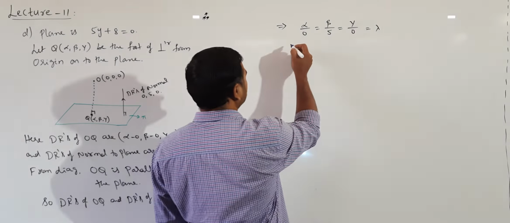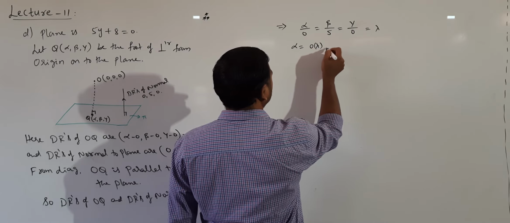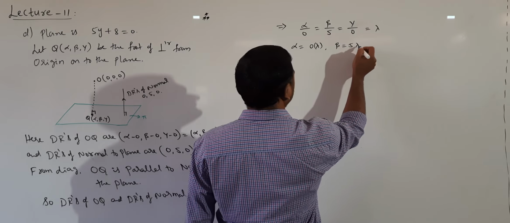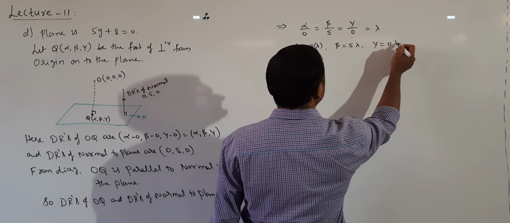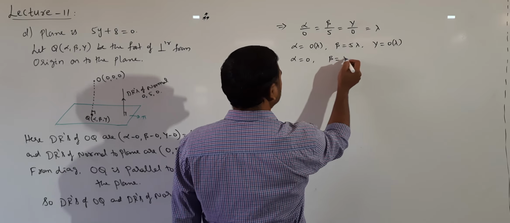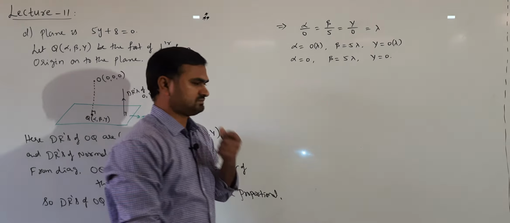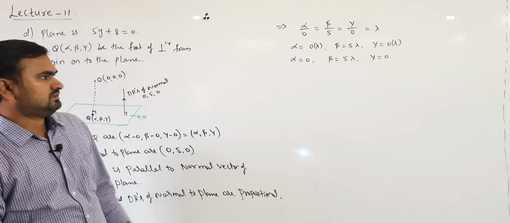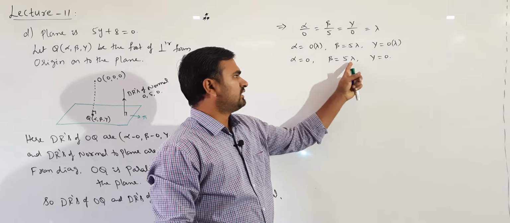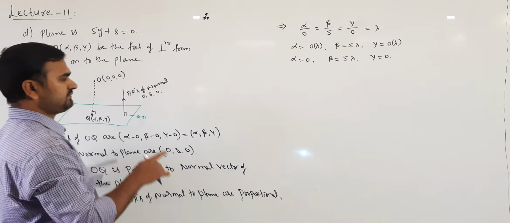So what will be alpha? 0 into lambda. Beta is 5 lambda, gamma is 0 into lambda. So alpha is 0, beta is 5 lambda, gamma is 0. We need to find the lambda value. So how to find lambda?